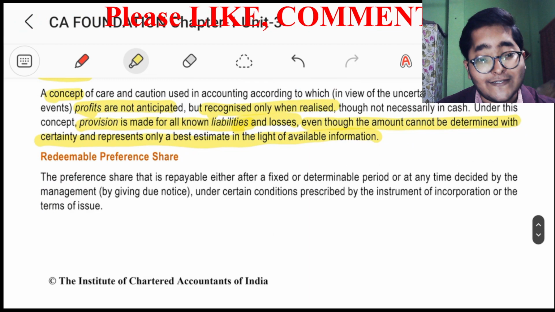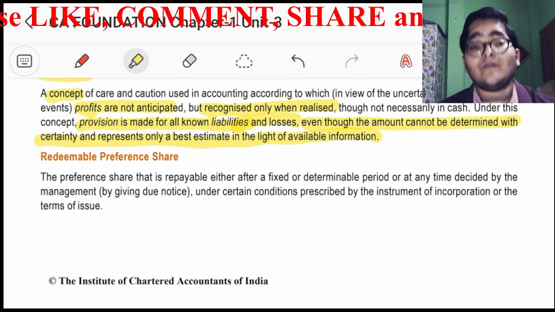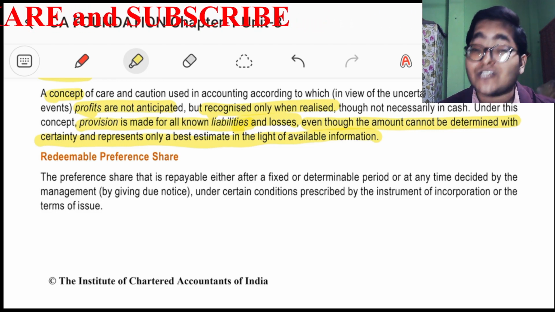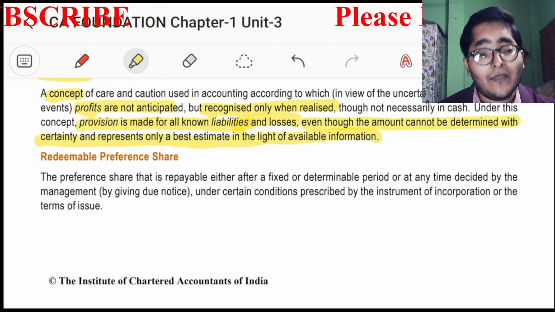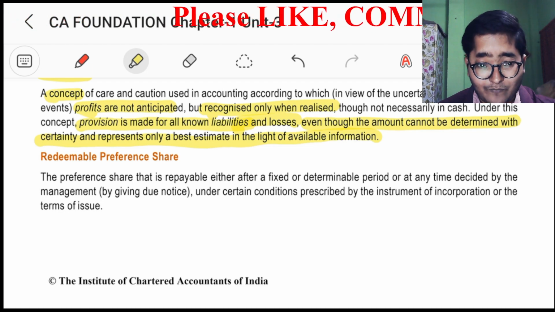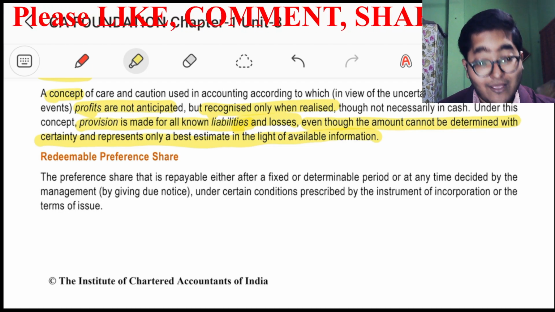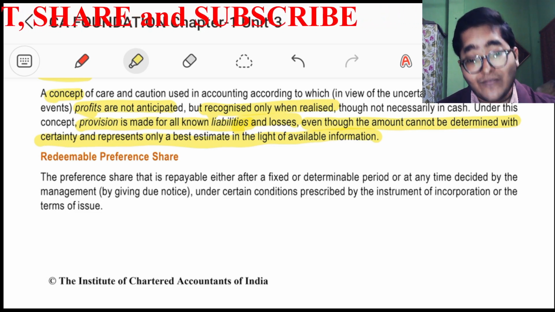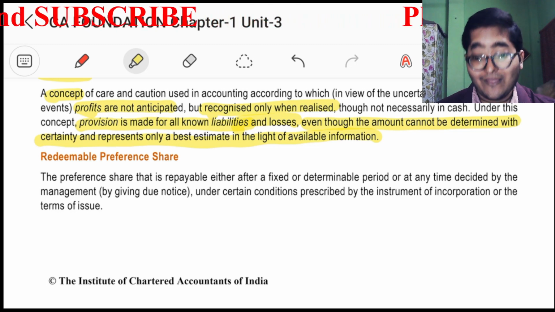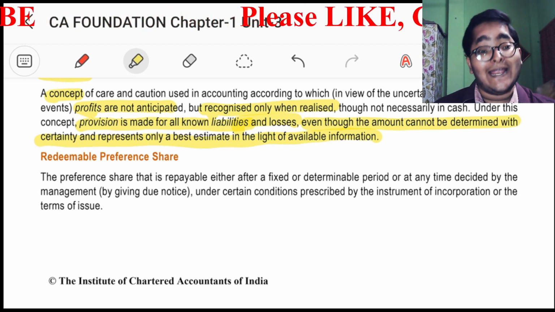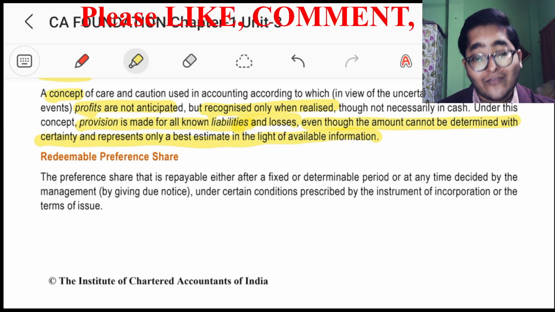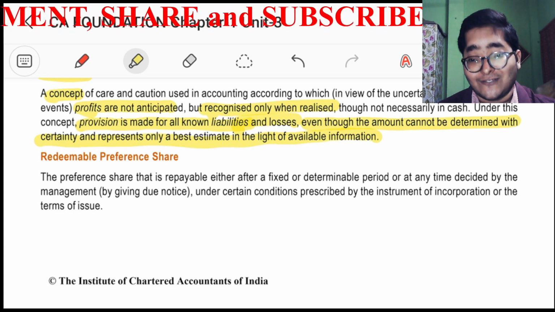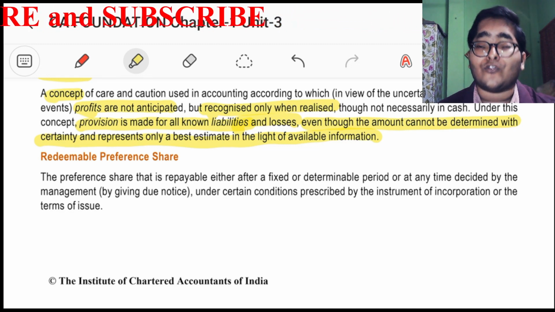Our next topic is redeemable preference shares. A few minutes ago we discussed preference shares or preference share capital. Now it's time for redeemable preference shares. Redeemable preference shares are the preference shares that are repayable either after a fixed or determinable period or at any time decided by the management by giving due notice under certain conditions prescribed by the instrument of incorporation or the terms of issue.